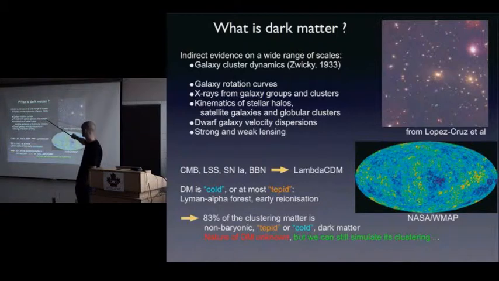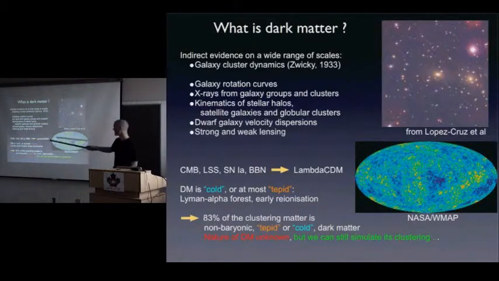And since then, we got evidence from a variety of observations on a variety of scales, like galaxy rotation curves, X-rays, kinematics of stellar halos, kinematics also of satellite galaxies and binary systems, I mean binary galaxy systems here, not the binaries themselves. Then the dwarf galaxy internal dispersions tell us that they are dominated by dark matter, and strong lensing tells us about the mass distribution, and we always need a dark matter component there too.